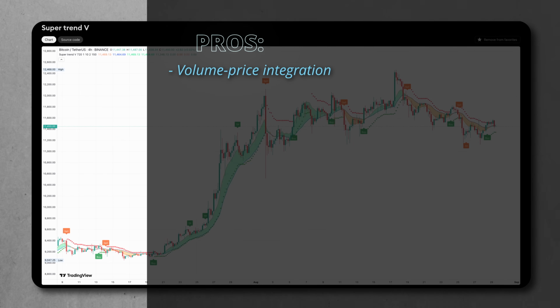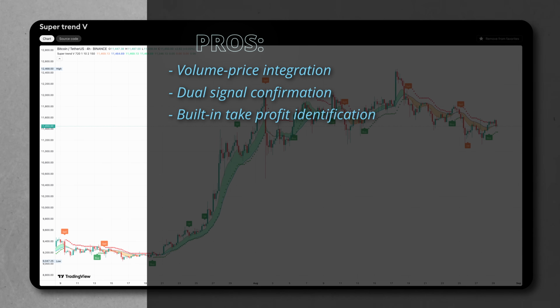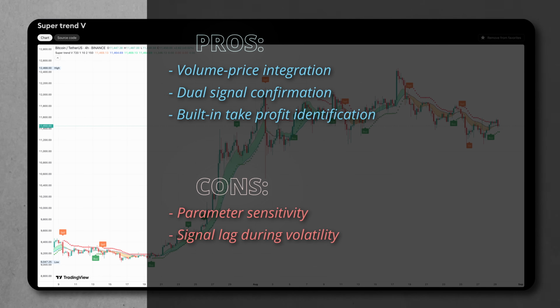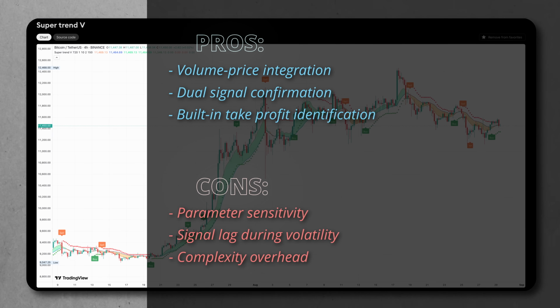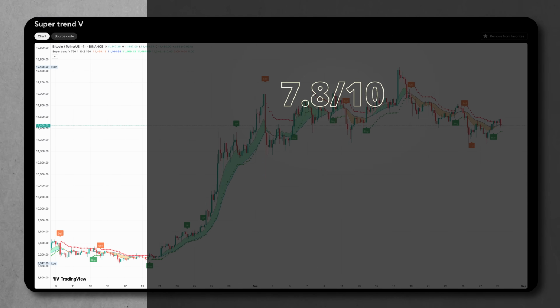Pros: volume price integration, dual signal confirmation, built-in take-profit identification. Cons: parameter sensitivity, signal lag during volatility, complexity overhead. Ranking: 7.8 out of 10.